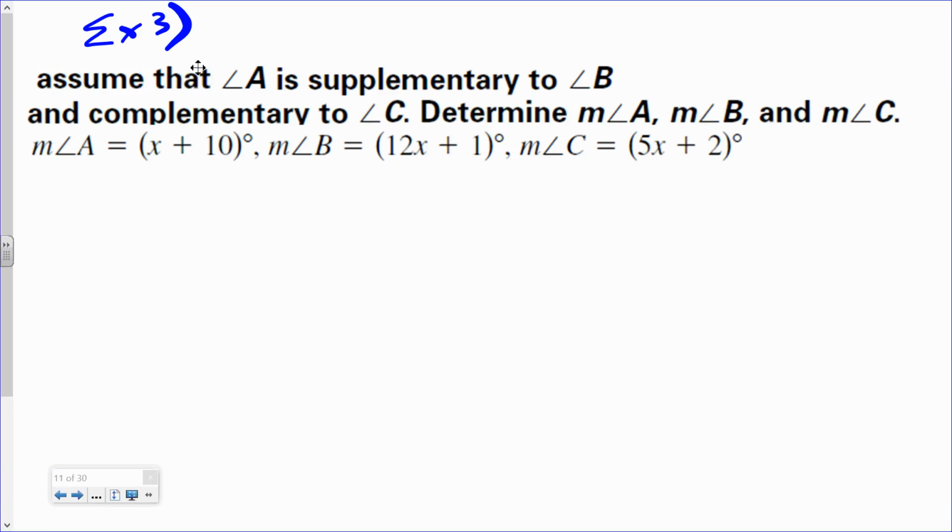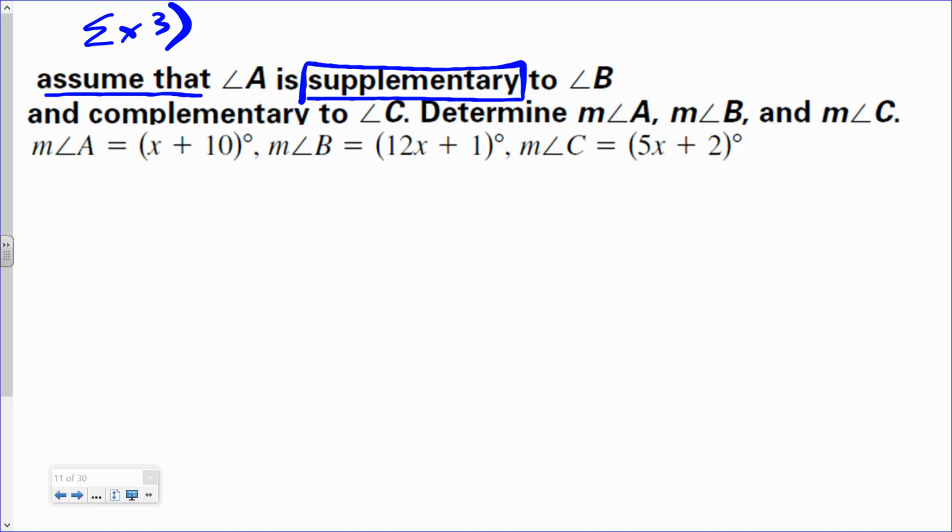Okay, so it's asking us to assume something. Assume that angle A is supplementary to B. We know what this means. So we're going to use some logic based on the definition of that.